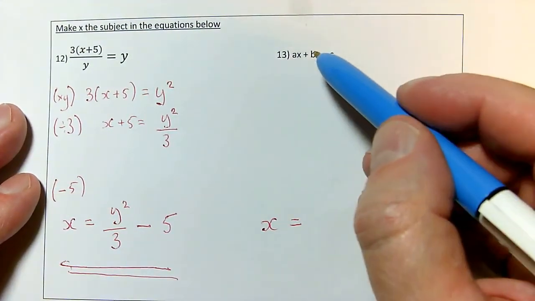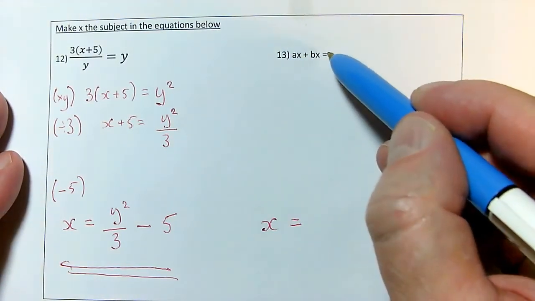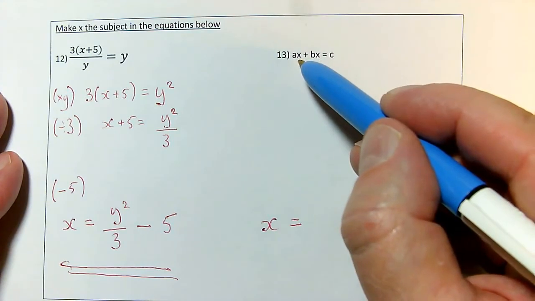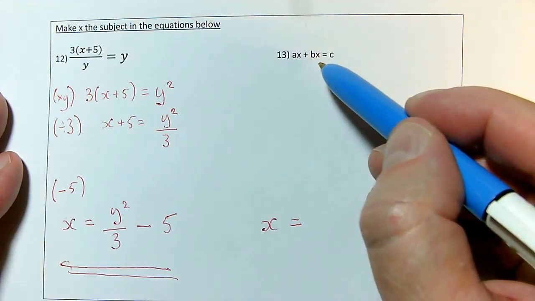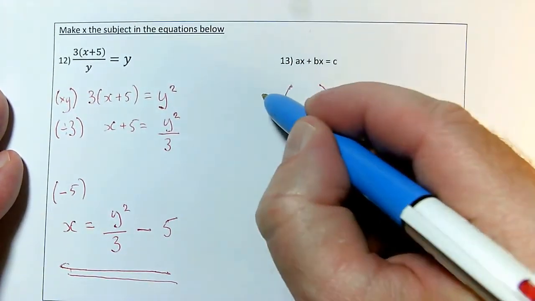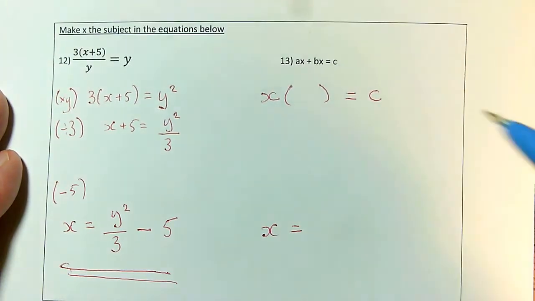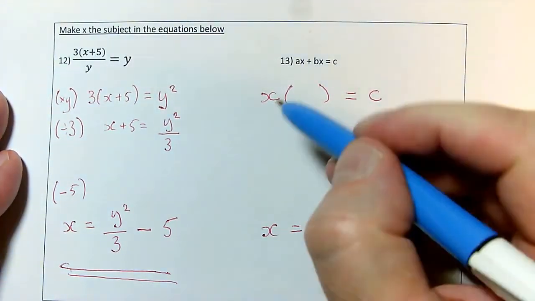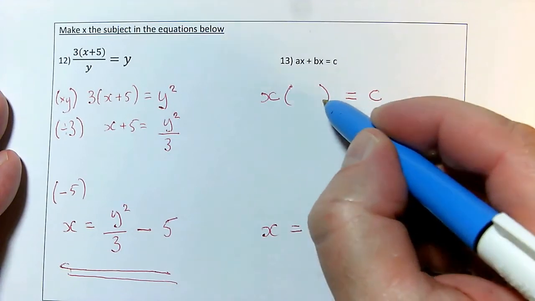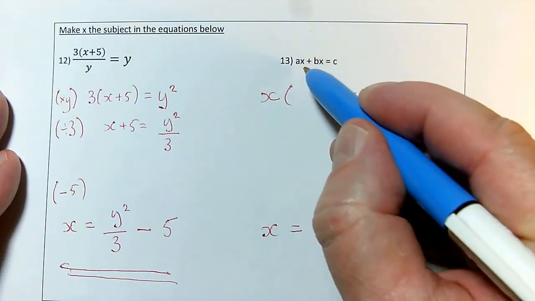Well, it's linked with the previous questions on this page. Okay, this actually factorizes because this can be divided by x. This also can be divided by x, which means I can write this as a bracket with an x outside the bracket. Okay, still going to equal c on the other side. So now the question is, what do I need to put into this bracket so that this is algebraically the same as ax plus bx?